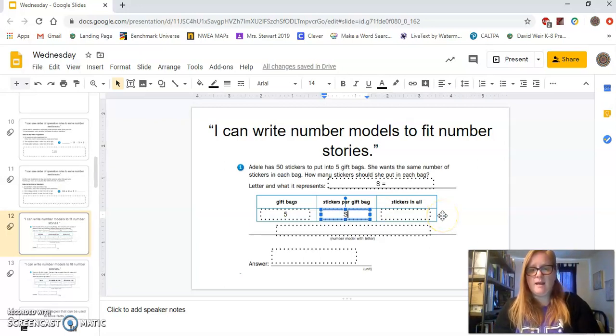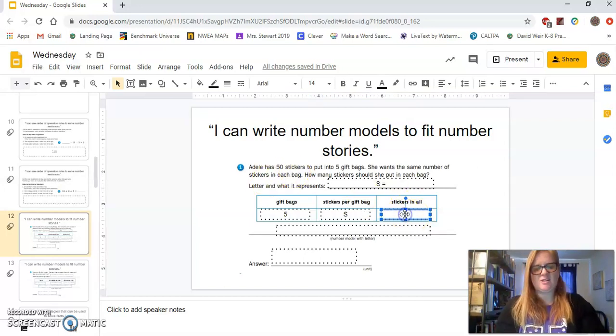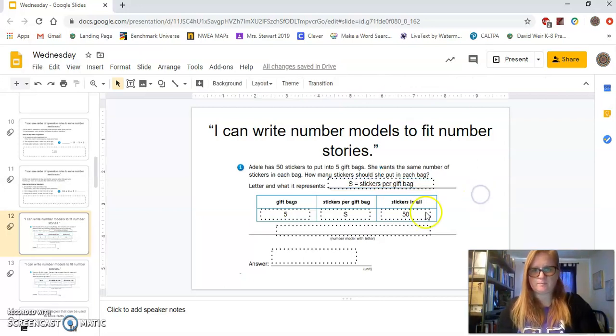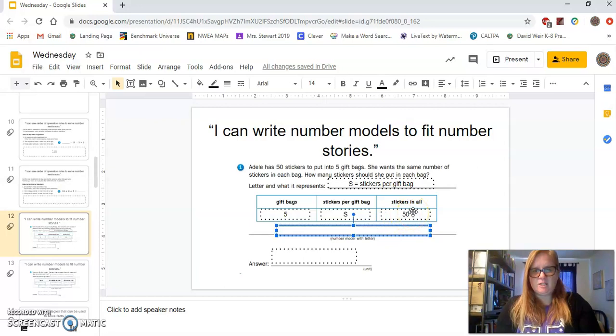Okay. Now, stickers in all, do I know how many stickers she has? Adele has 50 stickers. I know how many stickers she has. She has 50. So this is what I need to do. I need to write a number model that fits this story. Oh, and so my S means stickers per gift bag. Okay? So what is my number model? I have 50 stickers. I'm going to put 5 stickers in each gift bag, and I don't know how many stickers are in each gift bag.